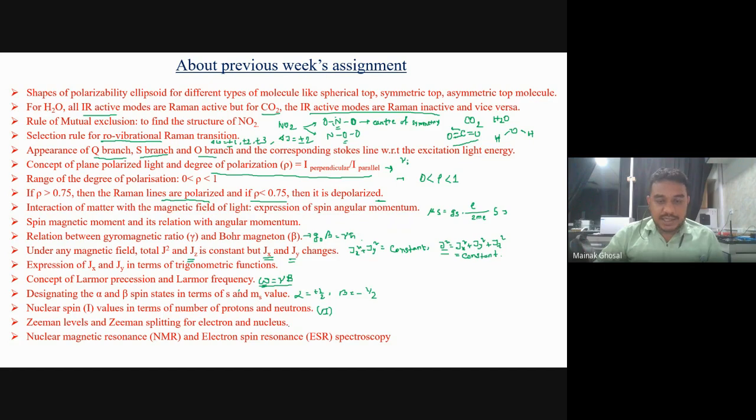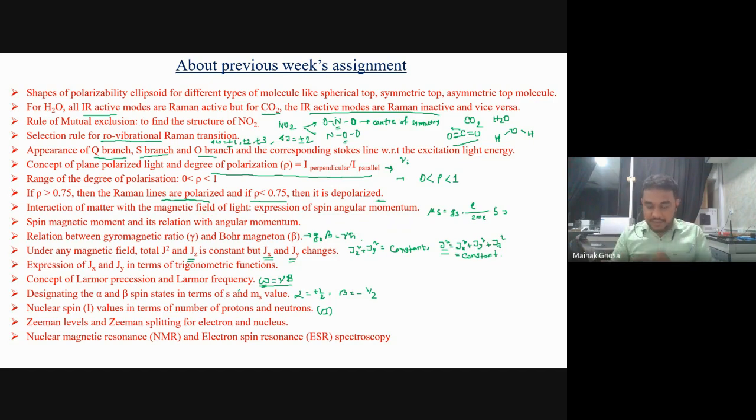Then there was a discussion that, just like we have seen for rotational cases, when an electric field interacts, the degeneracy is broken and the energy levels get separated. We have discussed that in terms of the Stark effect. Here the same thing happens: the magnetically degenerate levels have their degeneracy lifted in the presence of an external magnetic field. This is called the Zeeman effect, and the difference between these two states was also discussed.